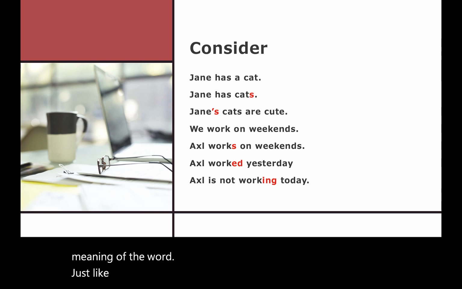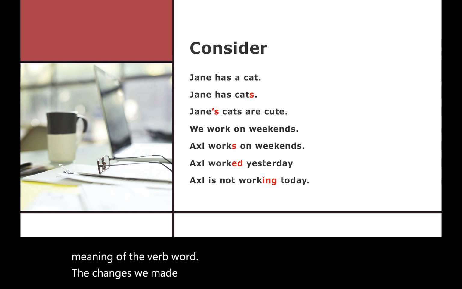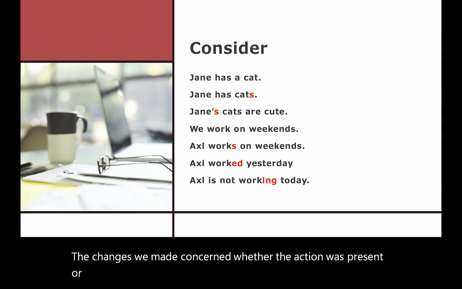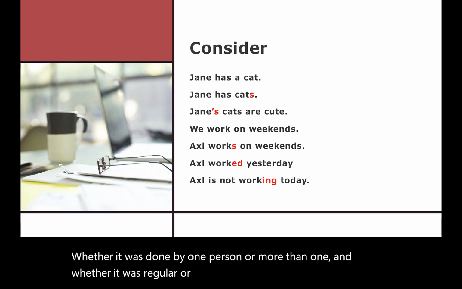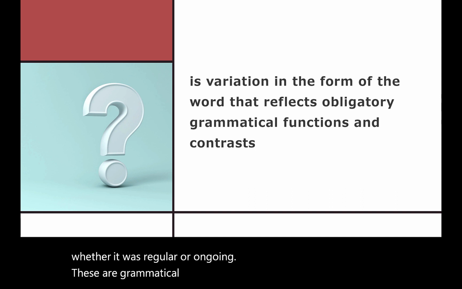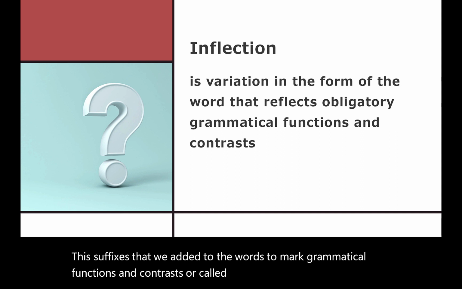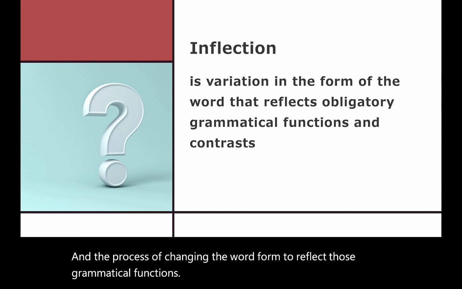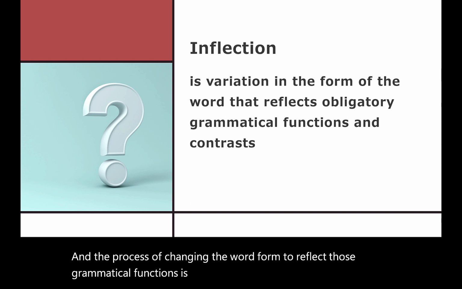Just like with the nouns, we did not fundamentally change the meaning of the verb work. The changes we made concerned whether the action was present or past, whether it was done by one person or more than one, and whether it was regular or ongoing. These are grammatical functions. The suffixes that we added to the words to mark grammatical functions and contrasts are called inflectional suffixes, or simply inflections. And the process of changing the word form to reflect those grammatical functions is also called inflection.